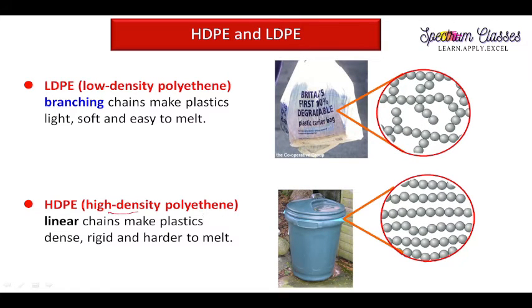High density polyethylenes are linear in shape. They are not making any branches. However, LDPE makes branches. You can see here, these are the different branches, and because of these branches they occupy more volume, right? Therefore these are light, soft and easy to melt, whereas in case of HDPE the linear chains make plastics dense, rigid and harder to melt. So this is the basic difference between LDPE and HDPE. That is why this one is low density and this is high density, because of closely compact packing.